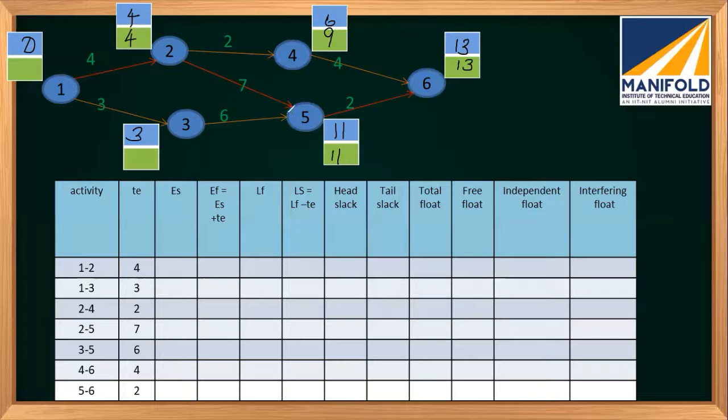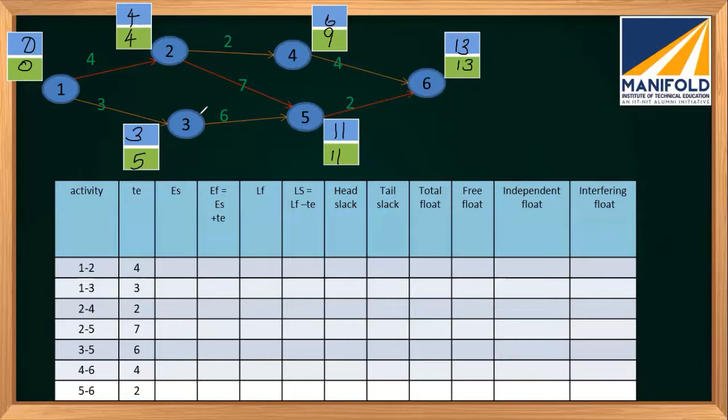For node 3, it will be 11 minus 6, which will be 5. And for the first node, it will be 4 minus 4, 0, or 5 minus 3, 2. We have to take the least, so that will be 0. So this is how we do the backward pass. So we get the earliest and latest values for individual nodes.